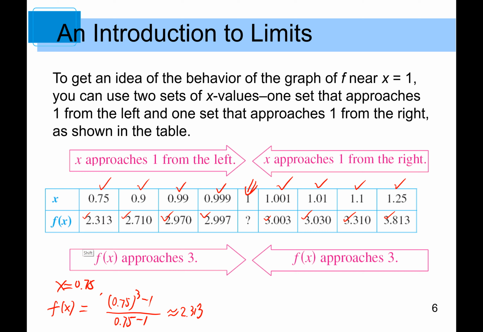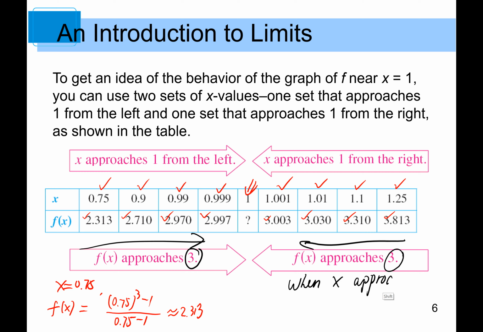As you can see, the numbers on the left-hand side of x equals 1 are getting closer to 3. From the right-hand side, as you can see, the numbers also approach 3. So, safely speaking, we can say that at x equals 1, the limit will approach 3. When x approaches 1, the limit of f of x approaches 3. And that's what we see from this numerical table.